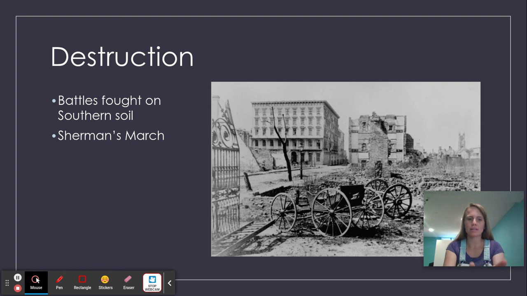This is a part of what's going to come next that we'll talk about in Reconstruction, of physically reconstructing the South, and then emotionally and mentally putting the country back together, reconstructing the country as a whole. So those are the effects of the Civil War. I know I went really fast, but those are the effects of the war. If you have any questions, feel free to ask.